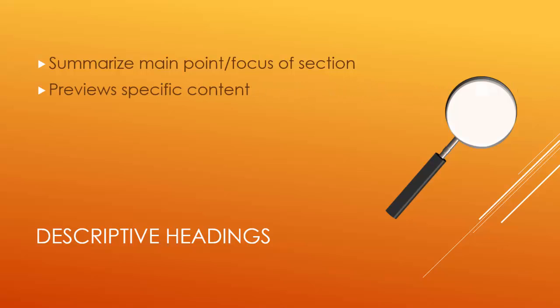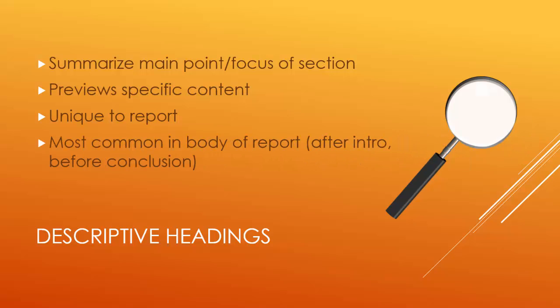Descriptive headings tell us what the main point or focus of a particular section of the report is. This is a type of heading that helps us understand what a report is about just by skimming. These headings are unique to that report and are unlikely to appear in other reports. Descriptive headings are most commonly used to organize the body of a report, such as the findings, results, solutions, etc.